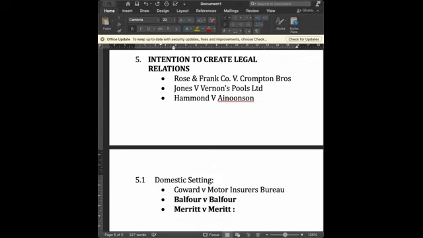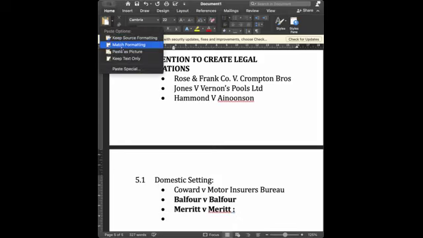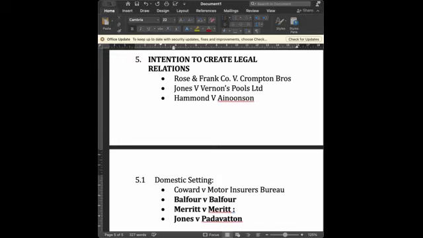And therefore the court held that because they were not living in amity, there will be a presumption that they intend to be bound by legal relations. What about an agreement between a parent and a child? If it's a parent and a child, the presumption is that they don't intend to be bound by legal relations. Remember that case of Jones and Padavatin.